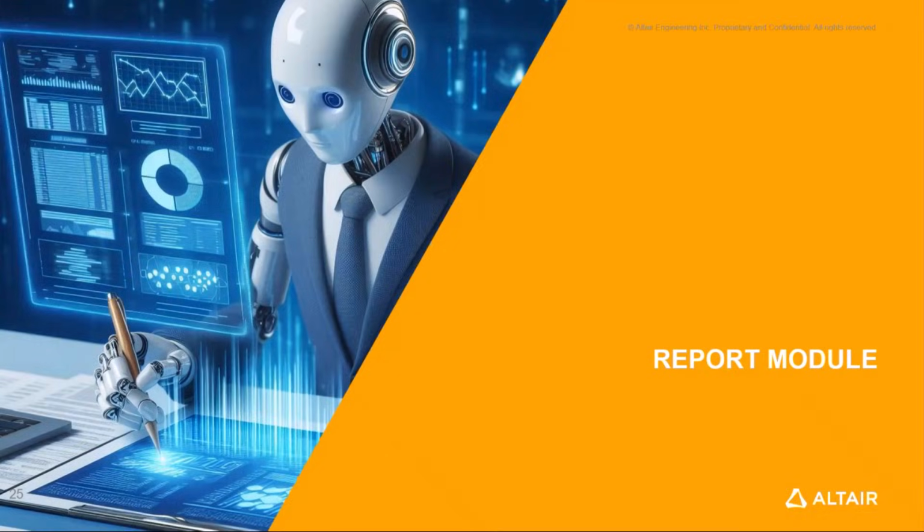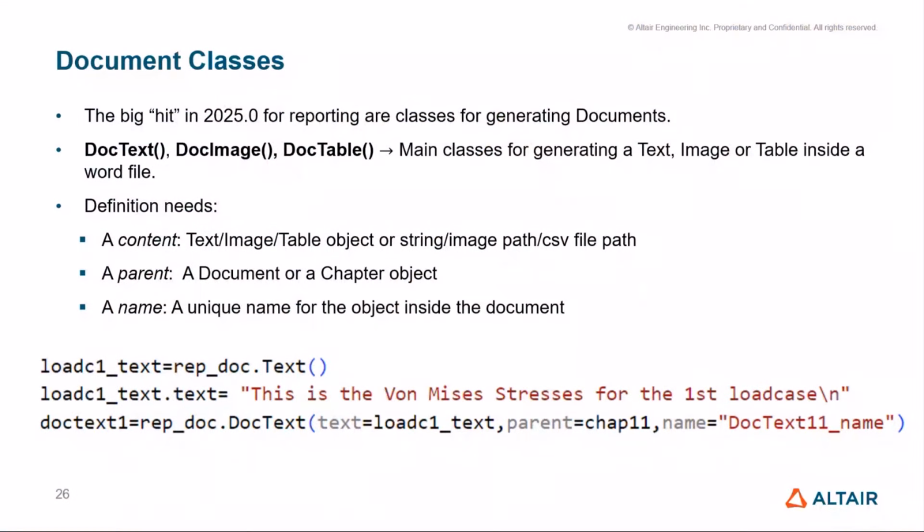Yeah, we will talk now about the new stuff in the report module that we have in 25.0. And the new stuff, thanks to all the development that has been done, is the document classes, which are the new classes for generating document files like Word. And these new classes that have been inserted are the doc text, the document, and the doc table class, which insert a text, an image, or a table inside the Word file.